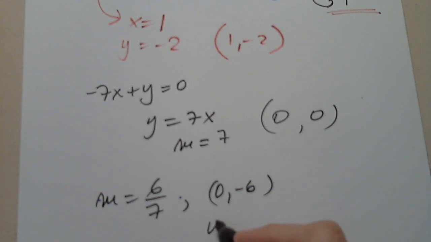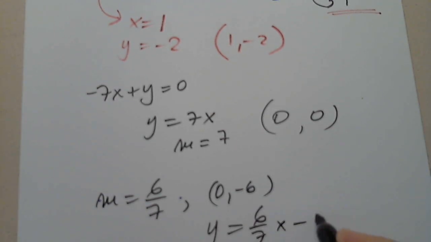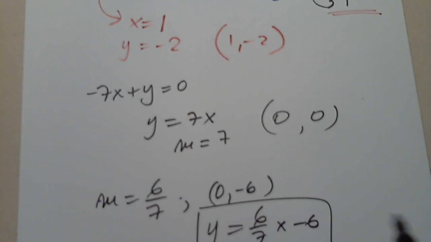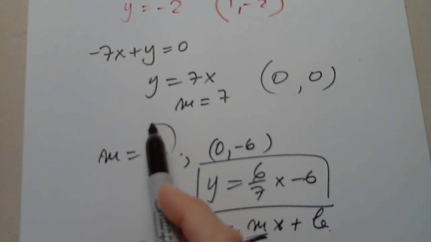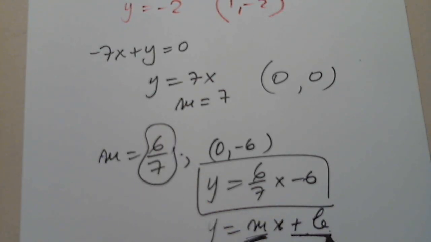Y equals 6/7 x minus 6. That's it. All we had to do is just rewrite it as mx plus b, replace the slope by this number, and replace the positive b by negative 6. And that's all we did. I do have one question. Please. The previous question about the 7 slope, would it be wrong to write 7/1?